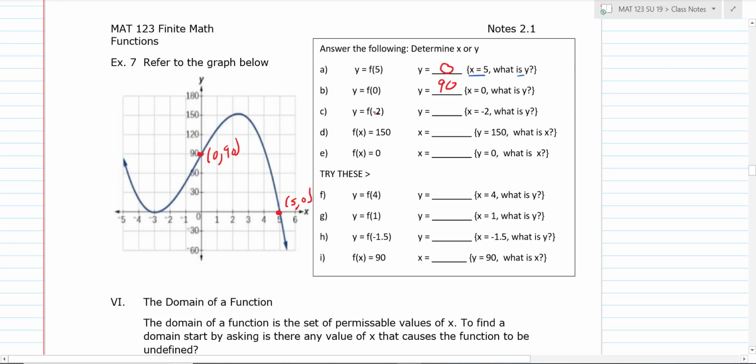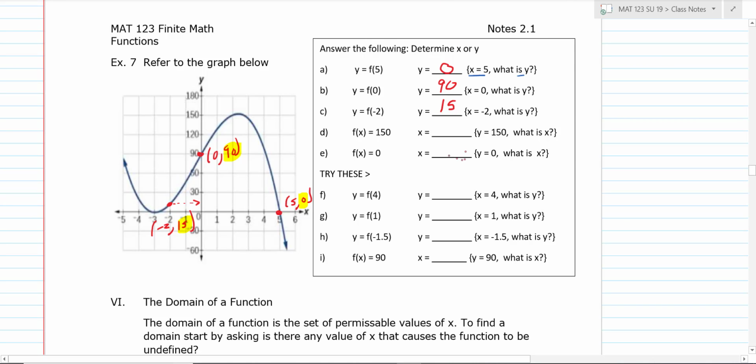Okay, the next one, f of negative 2. Again, it means if x is negative 2, what is y? So I go to negative 2, I put a dot on the graph, and I just estimate what that y value is. What does that look like? It's probably 15. So you've got another point on here, which is the point (-2, 15). See, the function value is nothing more than the y value. That's what that is.